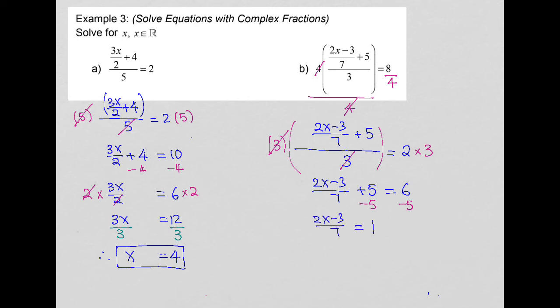And let's remove the 7 in the denominator. That means multiply by 7. So 7 divided by 7 is 1. So 2x minus 3 equals 7. And you add 3 on both sides. You get 2x equals 10. And divide by 2 on both sides, you get x equals 5. And that's your final answer.